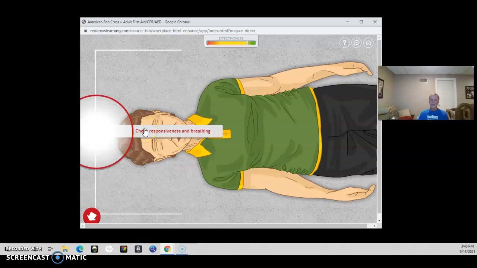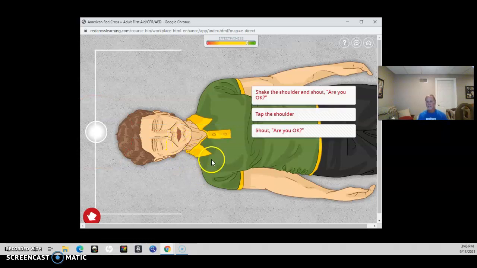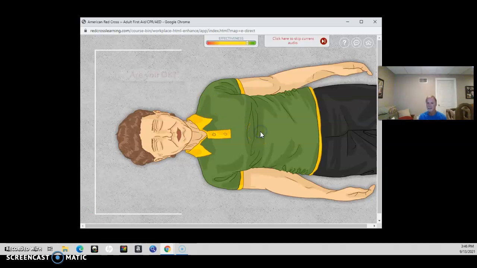So we're going to check her responsiveness and breathing at this time. What is the correct way to check for responsiveness? So you have three choices here. The first thing, because it might be a body injury, but let's just see if she's conscious, is to shout, "Are you okay?" To check for responsiveness, first shout, "Are you okay?" Then tap the person's shoulder and shout again, checking for breathing.